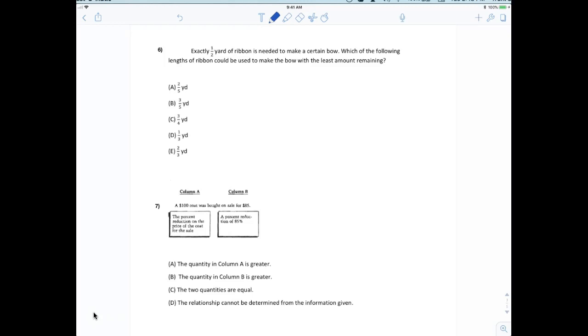So for number 6, it's saying exactly 1/2. That means they only need 1/2 order, but they're saying what number can you use with having the littlest amount left over. Right, so what I want to do now is draw this. This is a 1/2 yard.